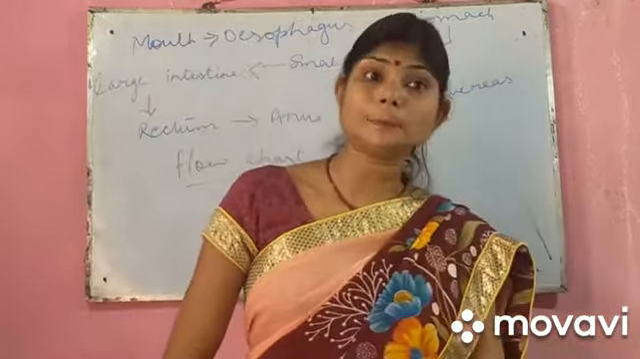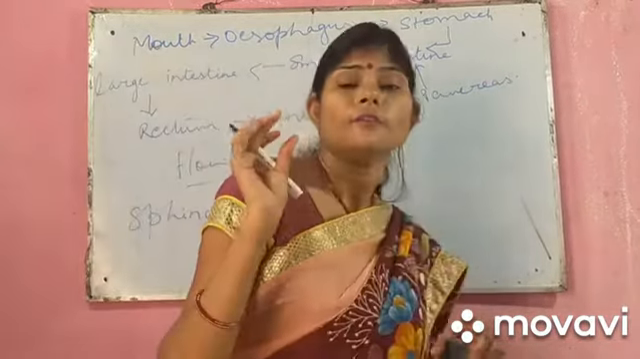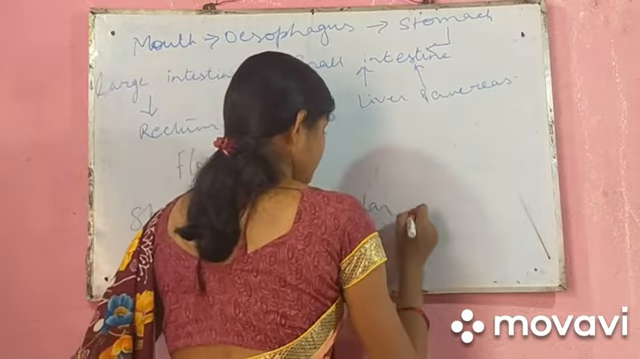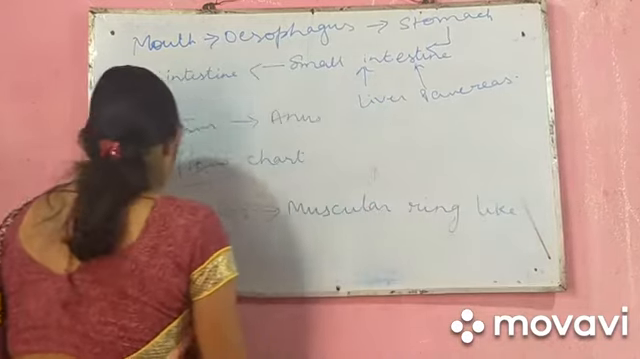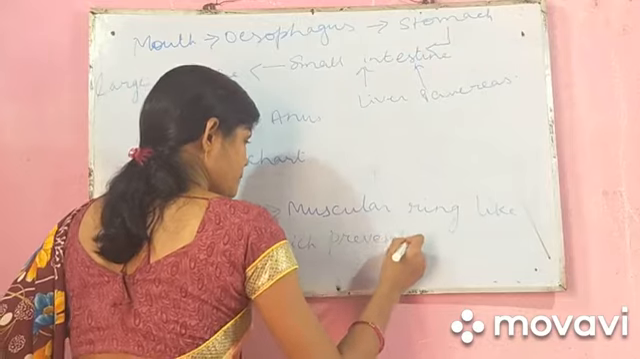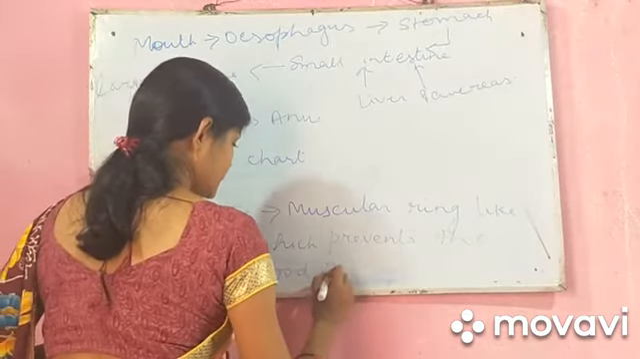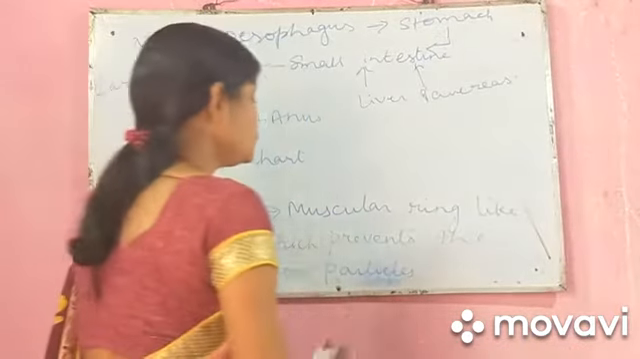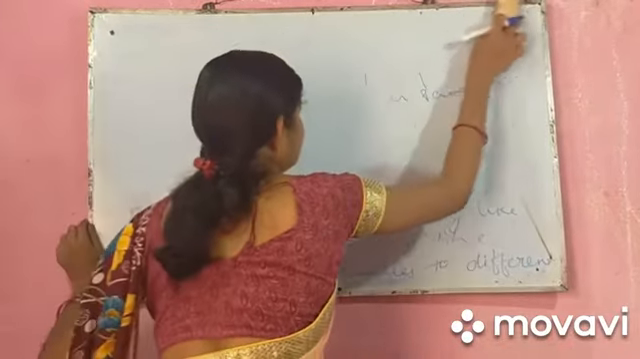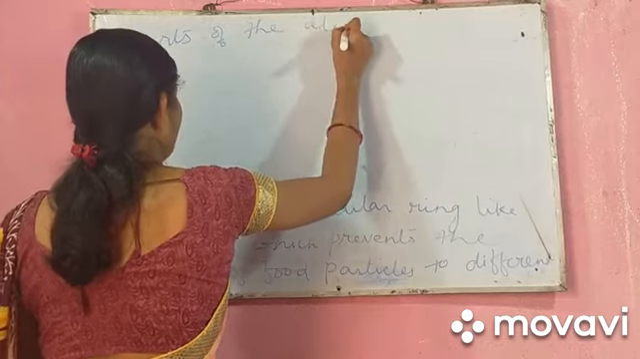So in each part we have a sphincter, which is a muscular valve-like structure, a muscular ring-like structure which prevents the entry of food particles to different parts of the alimentary canal.